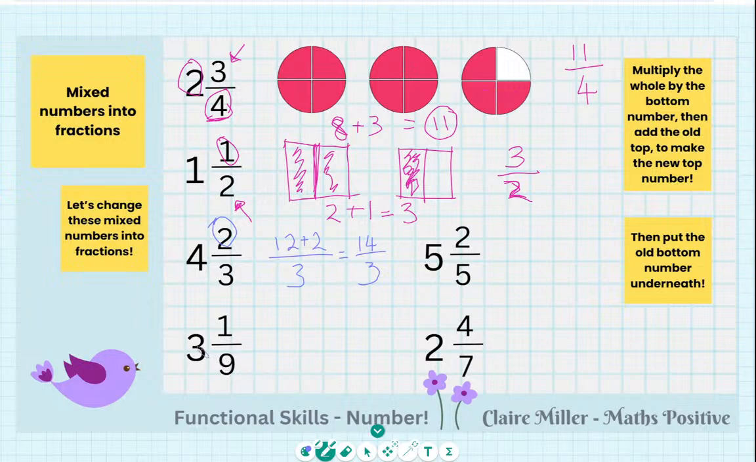Let's do one more. So here we've got 3 and 1/9. So if I do 3 times 9, that tells me that in these 3 wholes, I have 3 times 9, 27. 27 little slices, 27 little ninths in the 3 wholes. I can kind of picture that. I can picture 3 circles, each cut into 9, so there are 27 slices there in total. Then I need to add this one on to make 28. So in total, I've got 28 ninths.